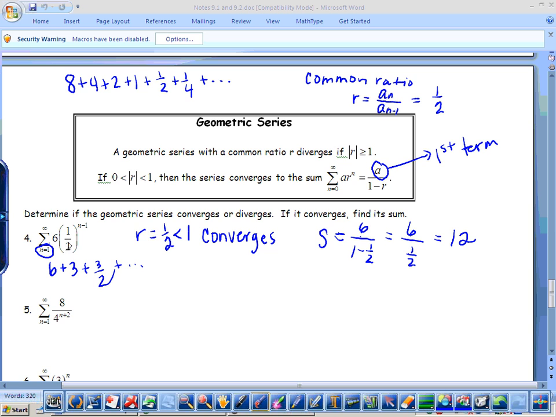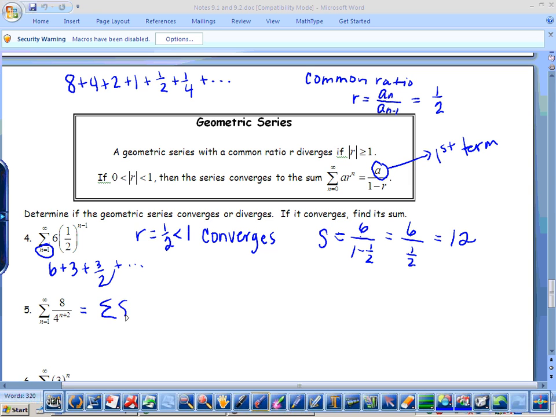Okay, sometimes they're written very nicely, like number 4. Sometimes they're not written quite as nicely, but I still have a number that's raised to a variable power. How can I make number 5 look a little bit more like number 4? Okay, I could do one of two things. I can bring the 4 to the n plus 2 up to the top, but it would be 4 to the negative quantity n plus 2.